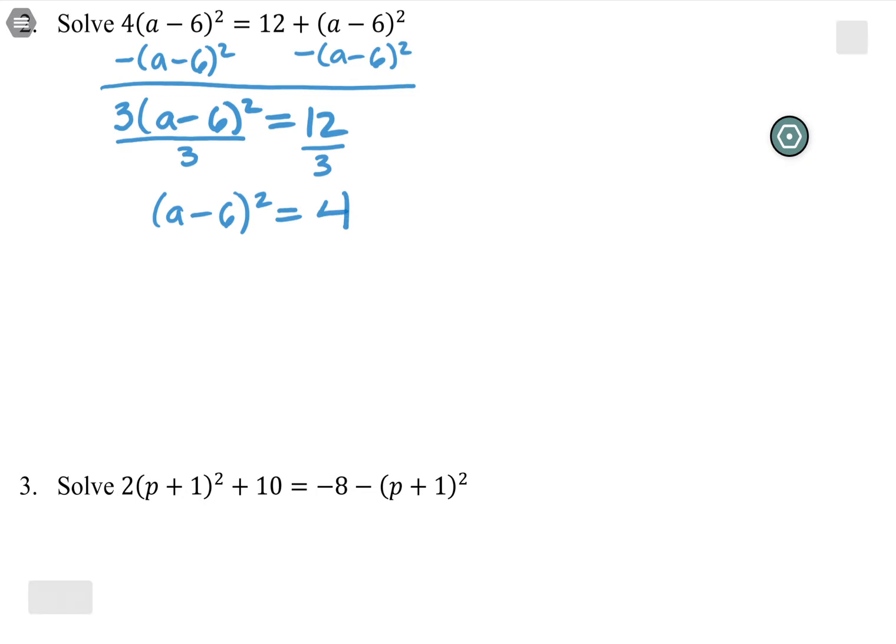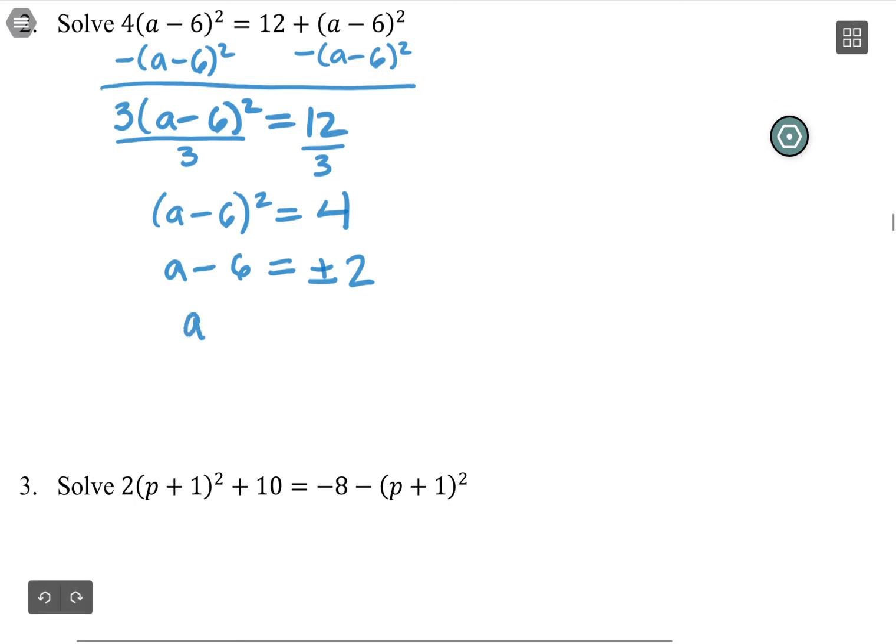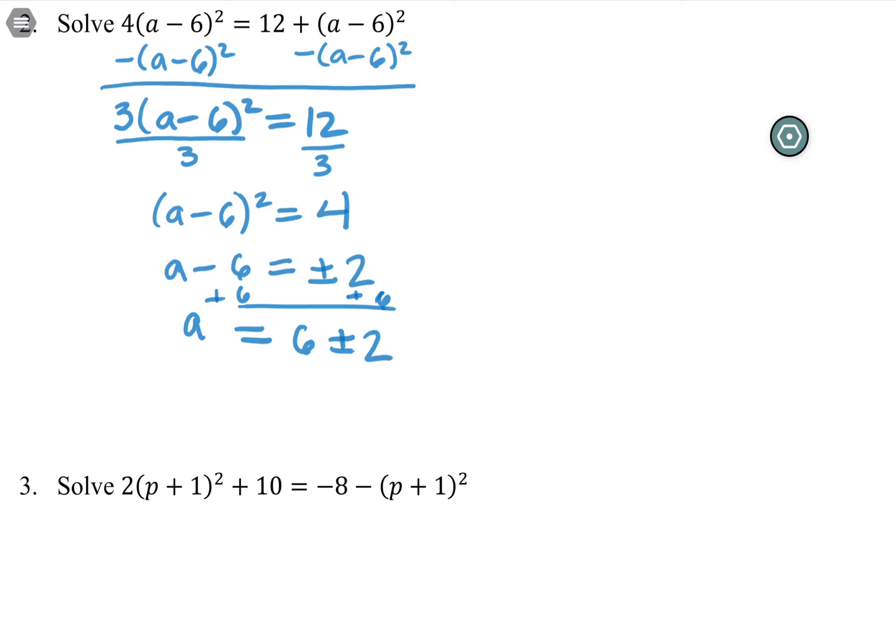I need to get rid of the square next, so I'm going to square root both sides, but remember there are 2 things that you can square to get 4, and those things are plus or minus 2. And then last step, I need to add 6 to both sides. Plus 6, oh my goodness. And I get a equals, and it doesn't matter whether you write the 6 first or last, 6 plus or minus 2. That's a nice condensed way to write it, but really that's giving you 2 separate solutions.